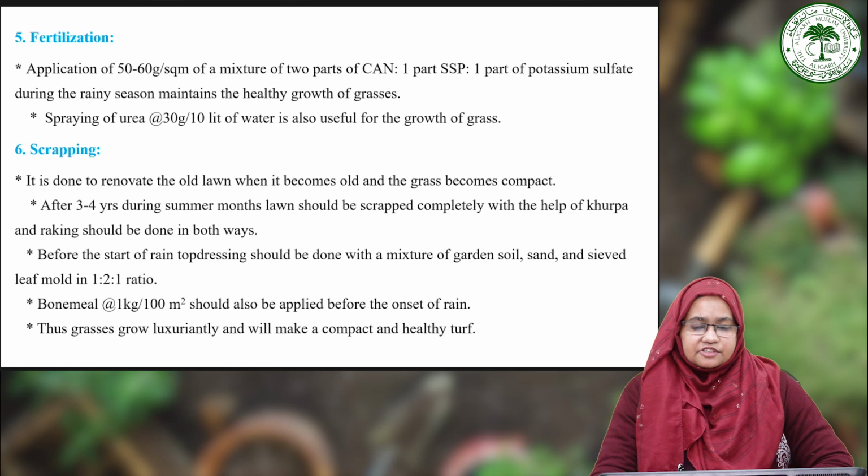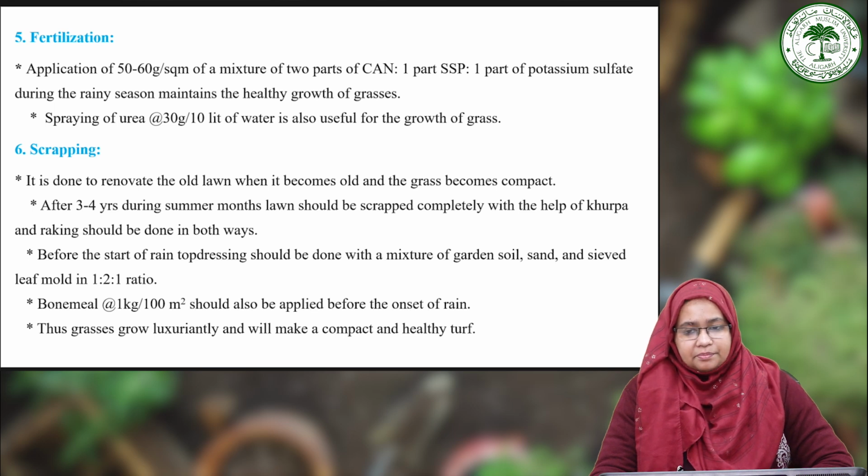The next and most important thing is the fertilization in the maintenance of lawn. During the rainy season, applying a mixture of 2 parts of calcium ammonium nitrate and 1 part of single superphosphate and 1 part of potassium sulfate at the rate of 50 to 60 gram per square meter helps maintain healthy grass growth. Spraying urea at the rate of 30 gram per 10 liter of water is also beneficial for promoting grass growth.